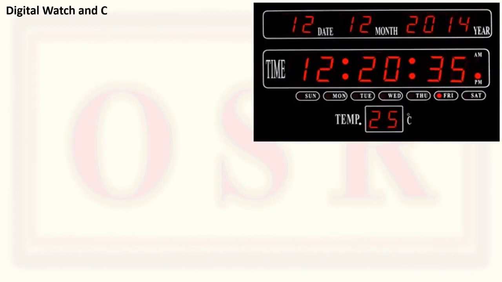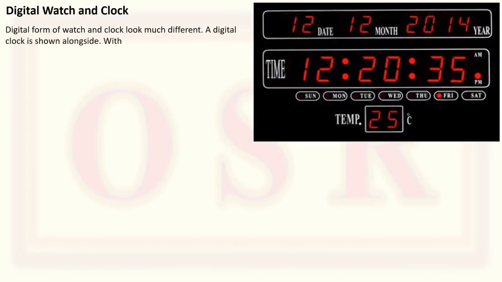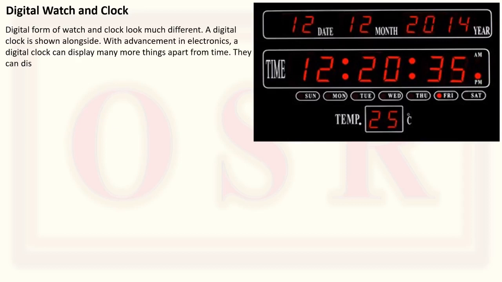Digital watch and clock. The digital form of a watch and clock looks much different. A digital clock is shown alongside. With advancement in electronics, a digital clock can display many more things apart from time. They can display temperature, day of the week, date, etc.